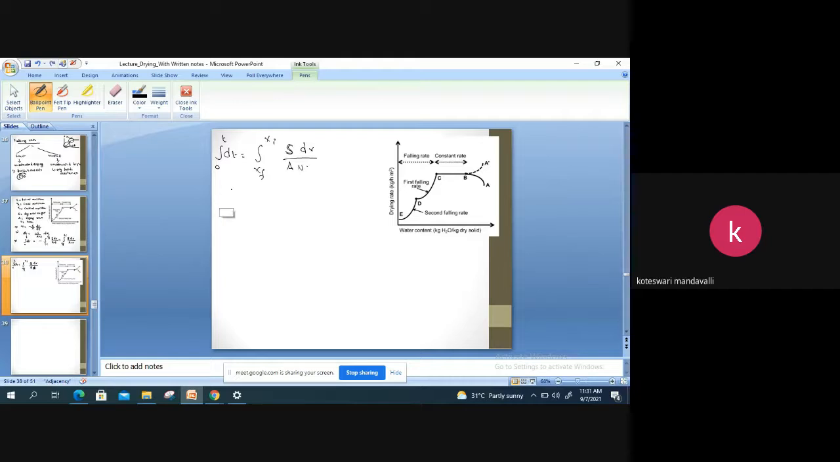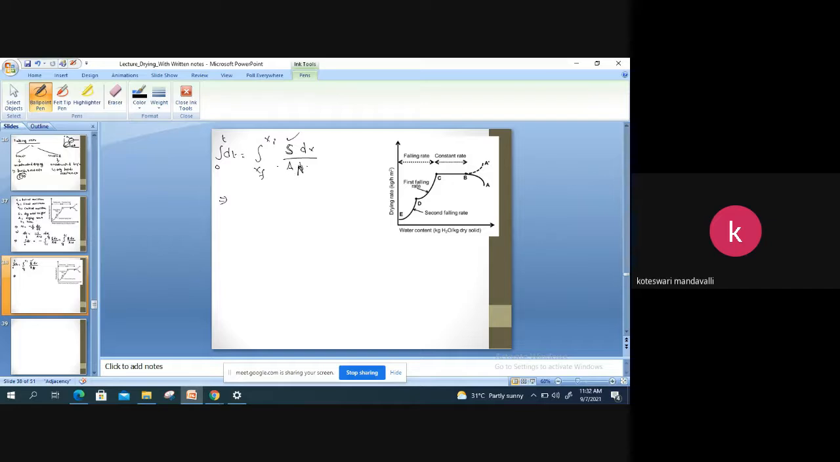Now, as we know already, S is constant, because the dry solid weight remains the same throughout the drying. So S is constant, so I can take it out of the integral, because the integral should contain only the terms that are changing, and the terms that are constant can be brought outside, right? So I can take this S out of the integral.